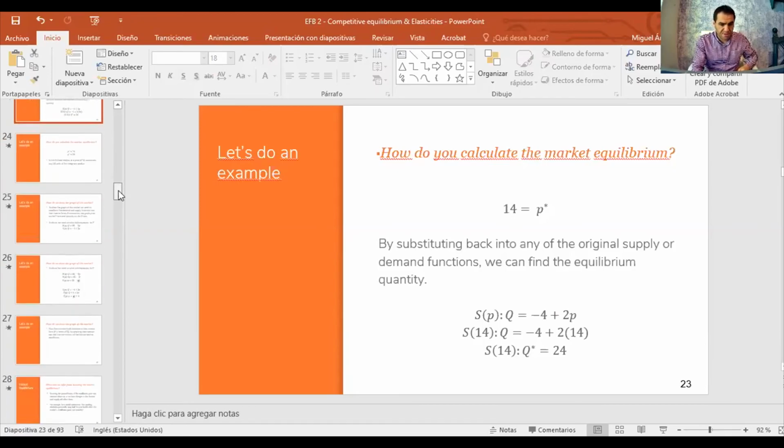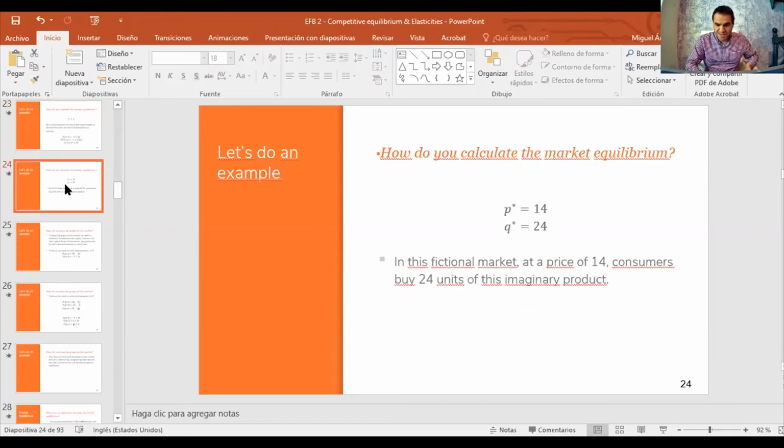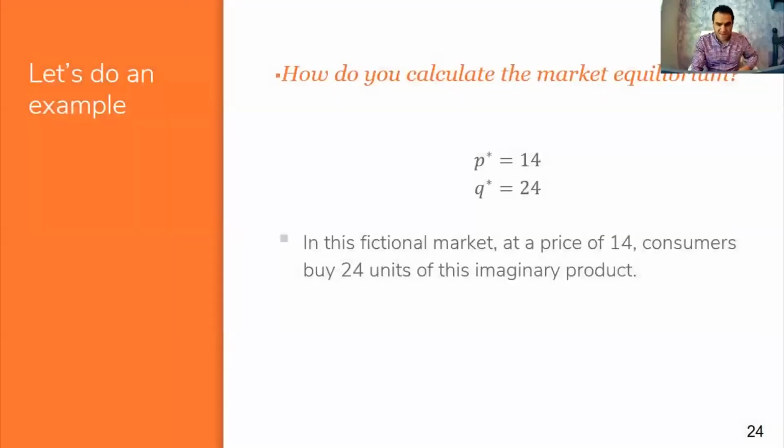Pretty self-explanatory, pretty simple. And with this in mind, I can return to the full version of the slides. Basically, at this particular point, at the price of 14, consumers buy 24 units of this imaginary product. Any questions regarding how we got here to the equilibrium point?